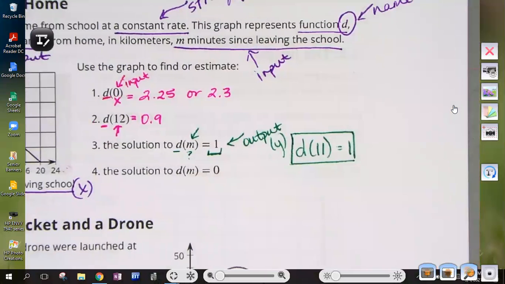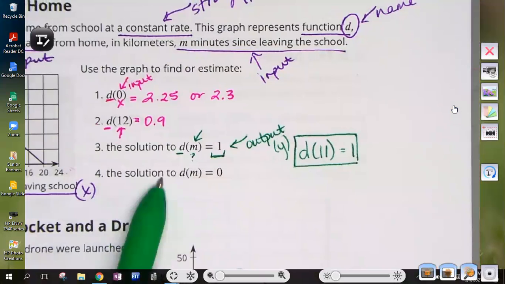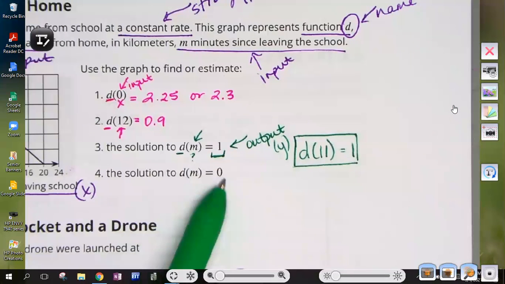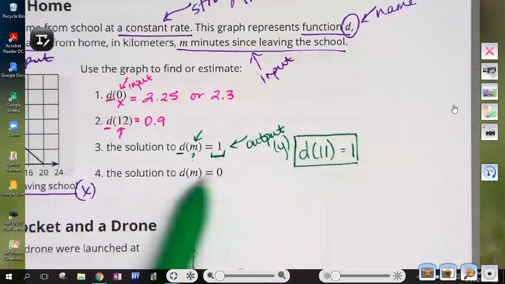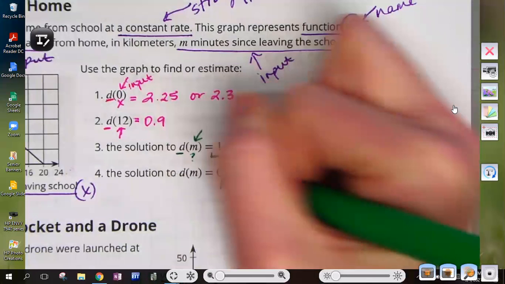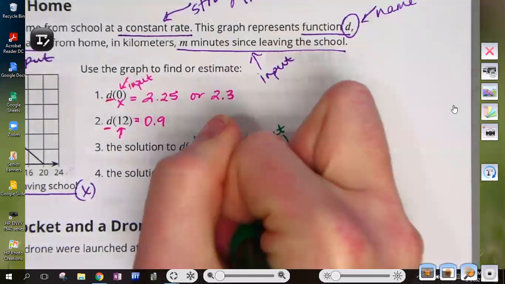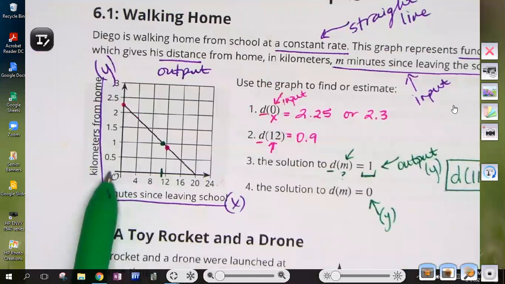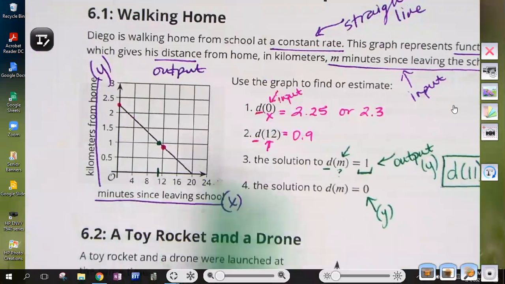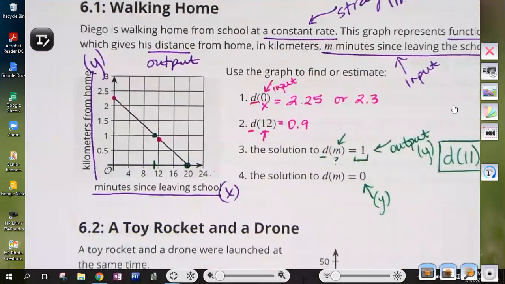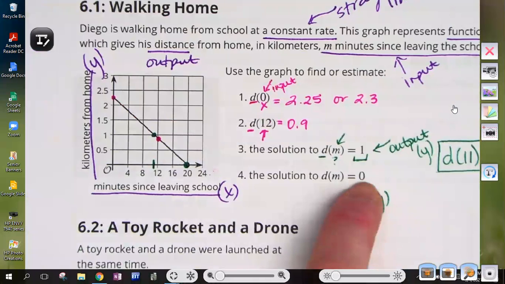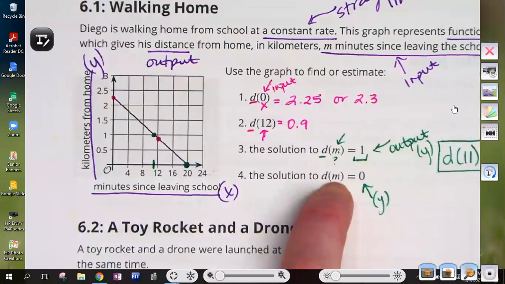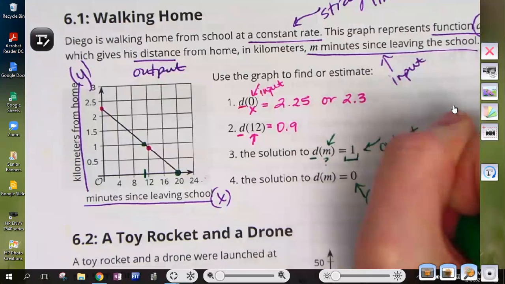All right. Last one, same thing. They didn't tell me the input. What did they tell me? The output. So we want to know what the input is when the output is 0. So this value that it's also equal to, once again, is my y. So I'm going to go back to my graph. I'm going to go to my y-axis at 0. Okay? And I'm going to go until I run into my function. Where does it run into my function? At 20. So when my output is 0, how much time has passed? 20 minutes. So D of 20 equals 0.